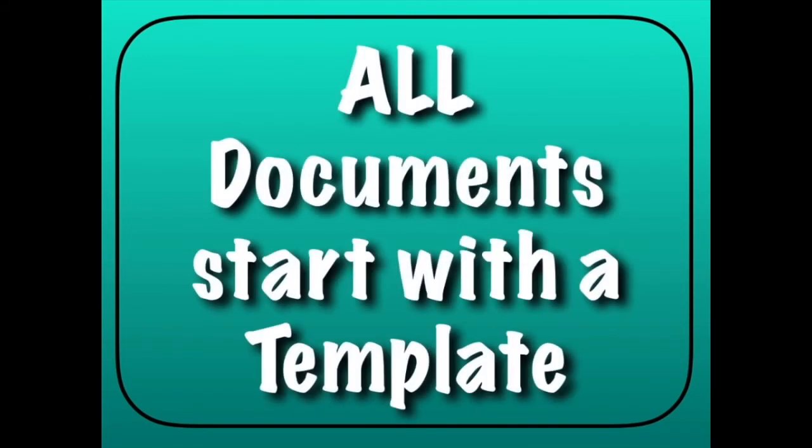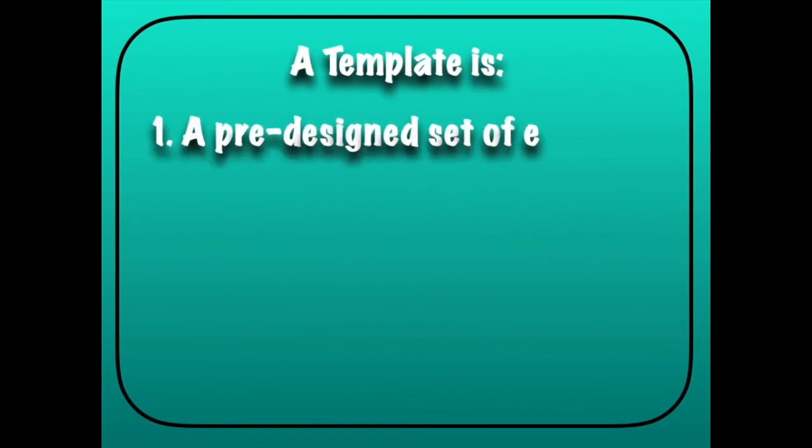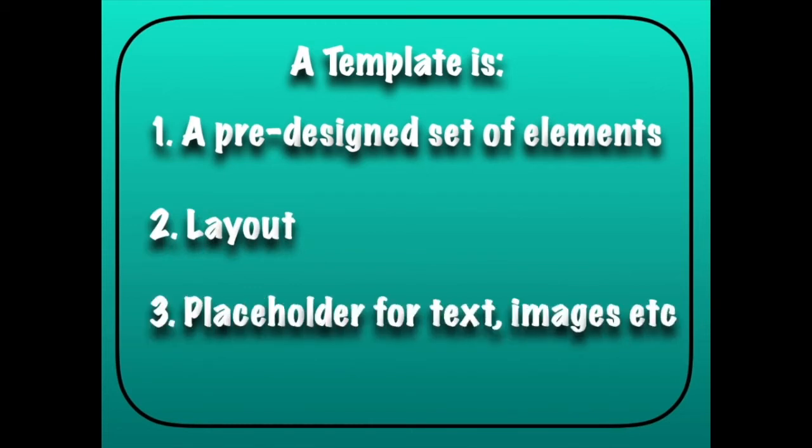Every time you create a new document, you choose a template from the template chooser as a starting point. A template is a pre-designed set of elements for creating a document. It provides a suggested layout and is a placeholder for text and images and so on. Placeholders give you an idea of what a document created with this template might look like when you use its text and object styles.